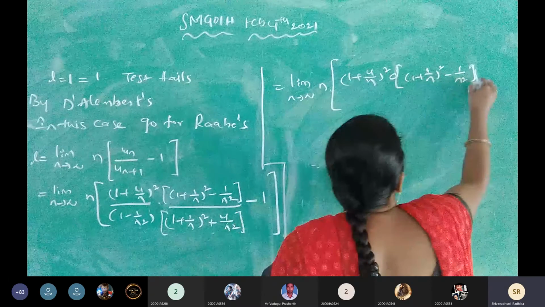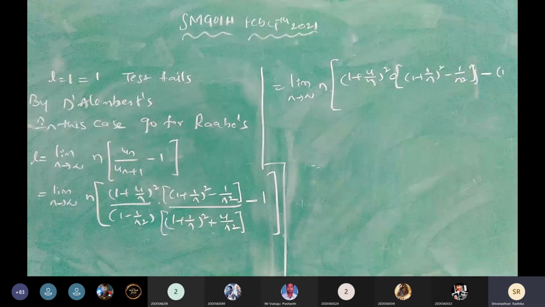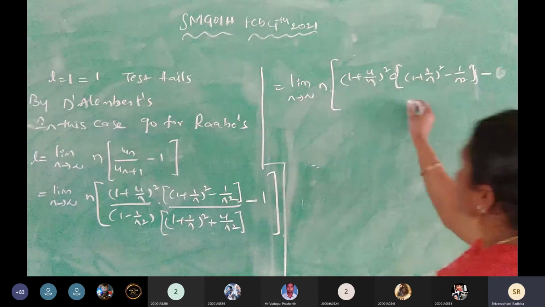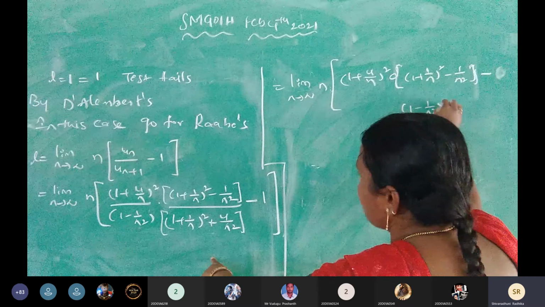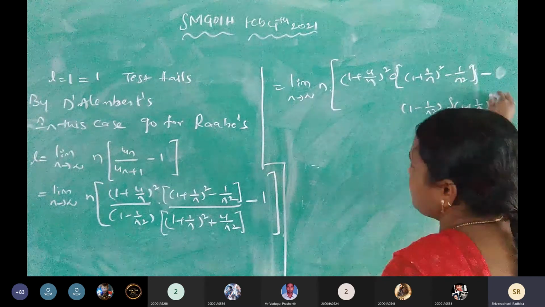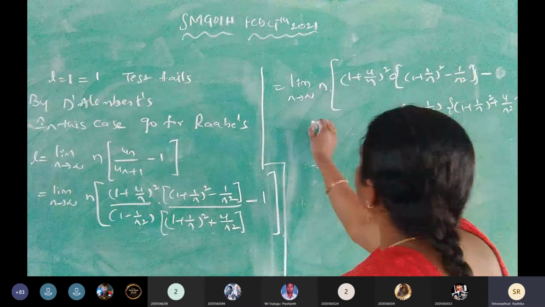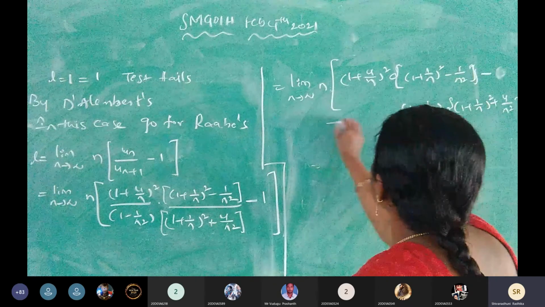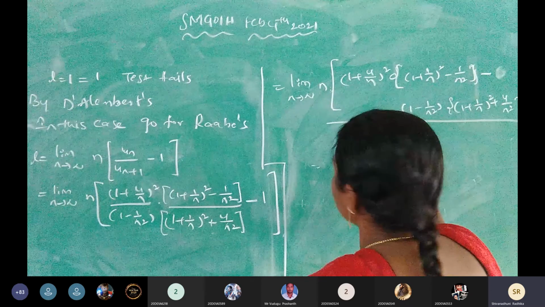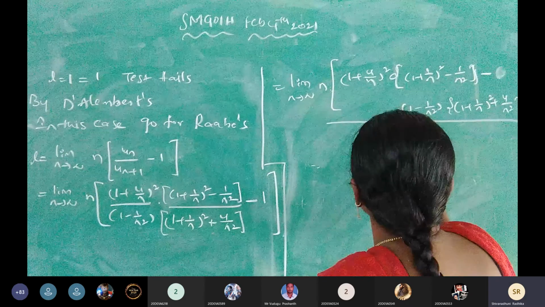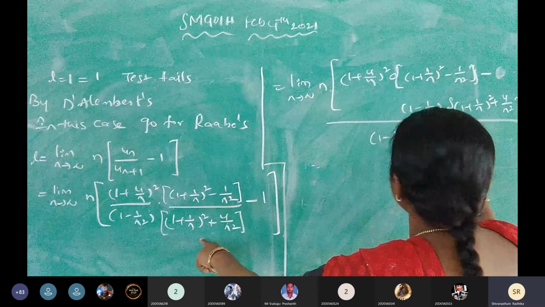minus 1 minus 1 by n square into 1 plus 1 by n whole square plus 4 by n square. Is it clear? Total LCM. What is LCM here? This one is LCM: 1 minus 1 by n square into 1 plus 1 by n whole square plus 4 by n square.